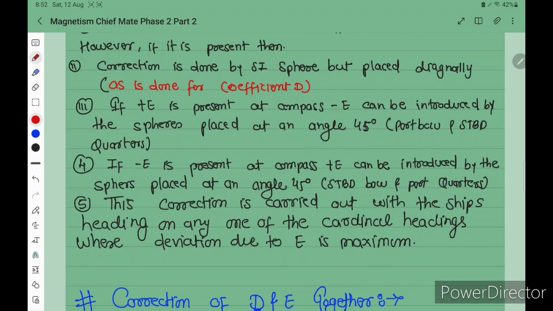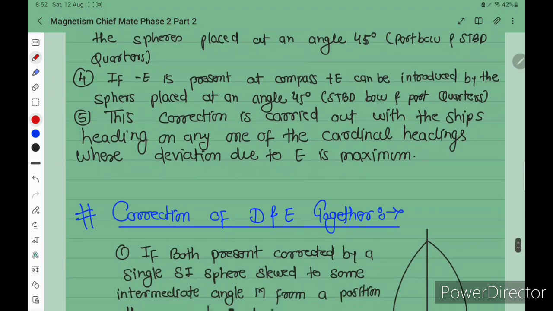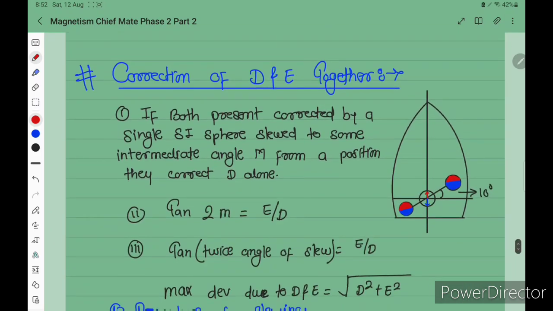So 45 degrees slew. This correction is carried out with the ship's heading on any of the cardinal headings where deviation due to E is maximum, because correction is always carried out where the deviation is maximum. So, correction of D and E together. Okay, there is also a question in the past on numerical types, so I will explain it in my third video, which covers past MMD papers.